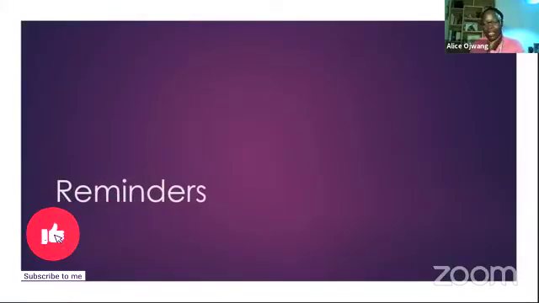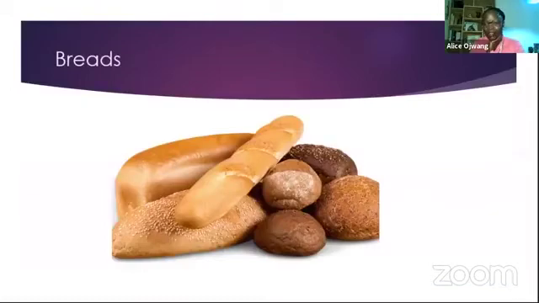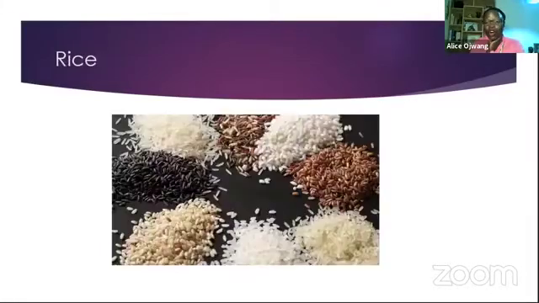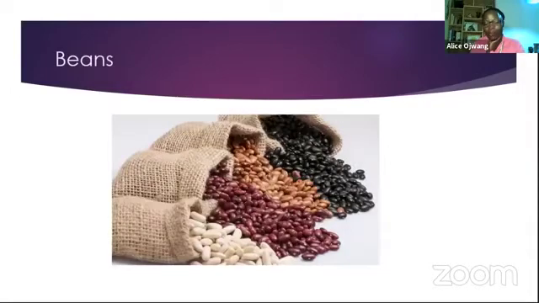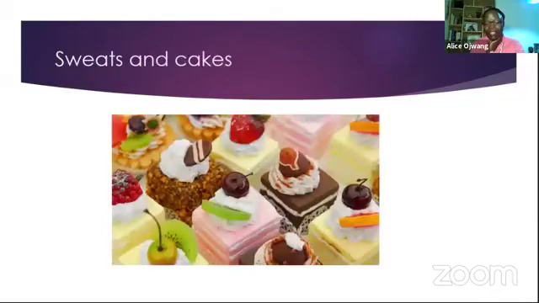So let's just remind ourselves what carbohydrates are, and where they come from. Carbohydrates are found in your breads, all sorts of breads, white and brown. All your types of rice, brown, black, short grains, long grains, all your carbs come from here. Your carbohydrates also come from your beans, all types of beans: black, red, yellow, white. You get your carbs also from your cakes and sweets. All your cakes have loads and loads of carbohydrates.